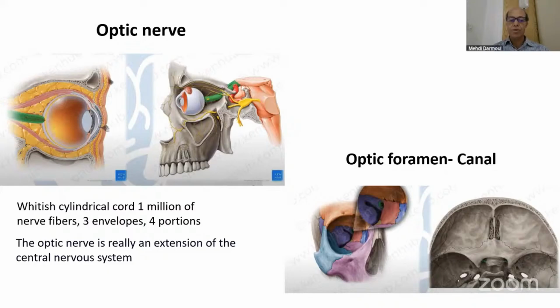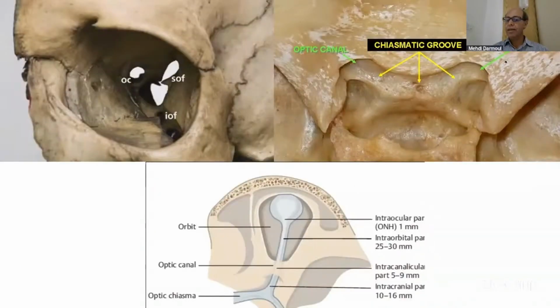The optic nerve is a whitish cylindrical cord of about 1 million nerve fibers with three envelopes and four portions. The optic nerve is really an extension of the central nervous system, unlike the habitual nerves. The optic canal is a short, bony tunnel in the lesser wing of the sphenoid. It connects the middle cranial fossa with the orbit. It contains the optic nerve and the ophthalmic artery and lies just medial to the superior orbital fissure.